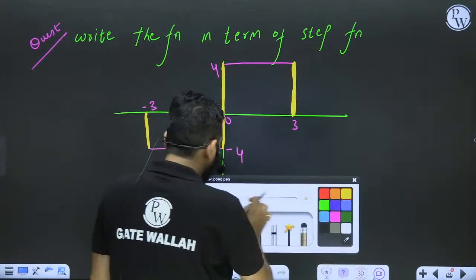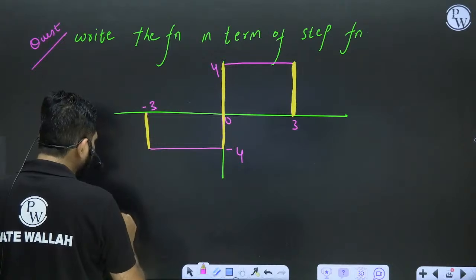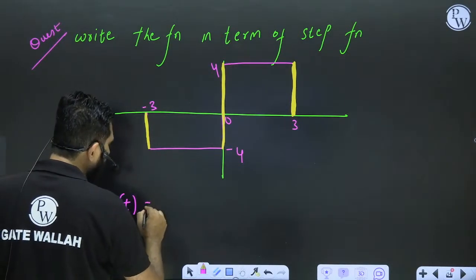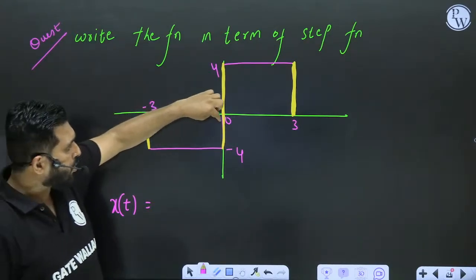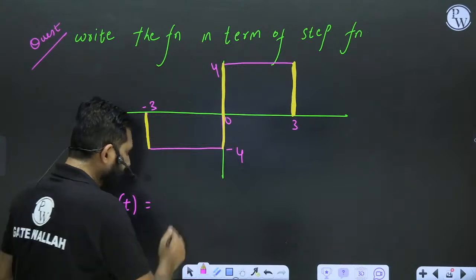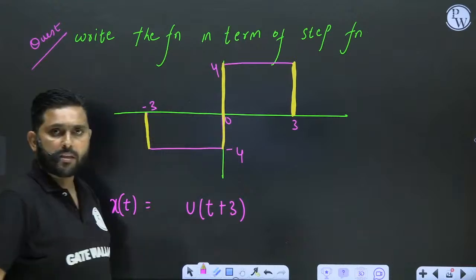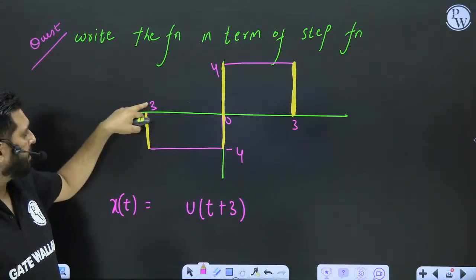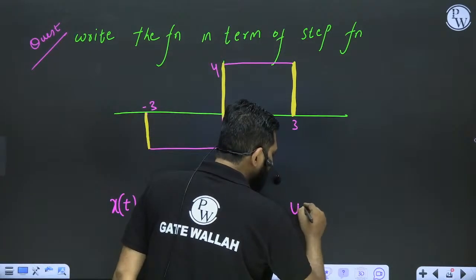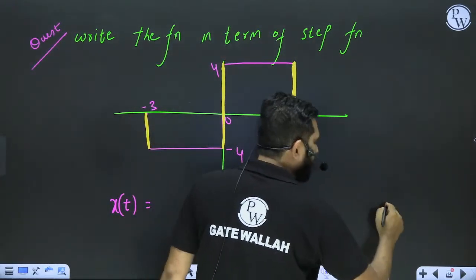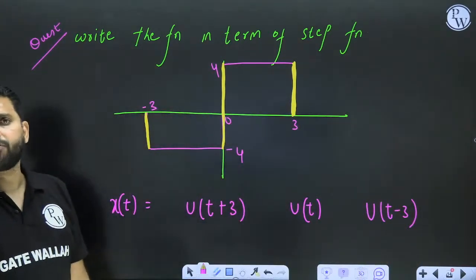For example, if we want to write this function, then definitely x(t) is a sum of three step functions which exist at -3, 0, 3. So we write u(t+3), because this jump exists at -3. The jump also exists at 0, so we have u(t), and the jump exists at 3, so u(t-3). We have 3 jumps, therefore 3 step functions will be involved.